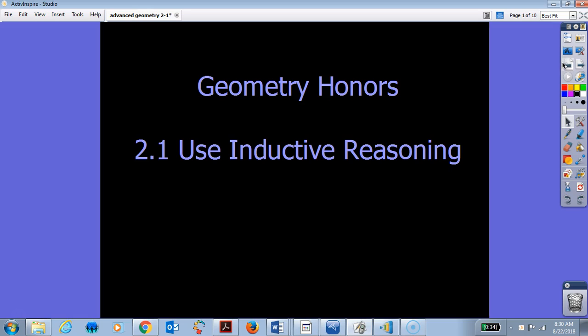We will be getting into deductive reasoning later on in this chapter. I believe it's 2.2.